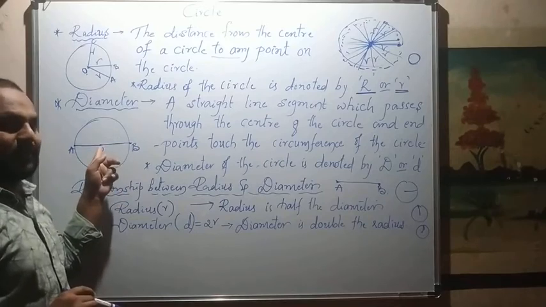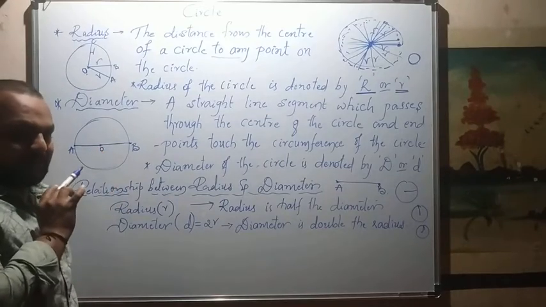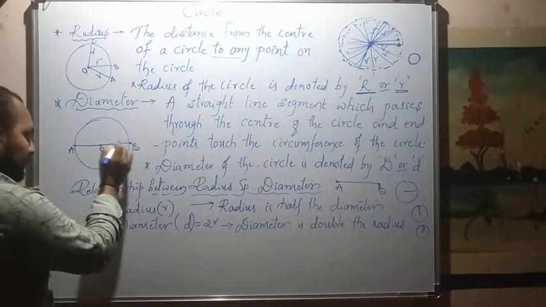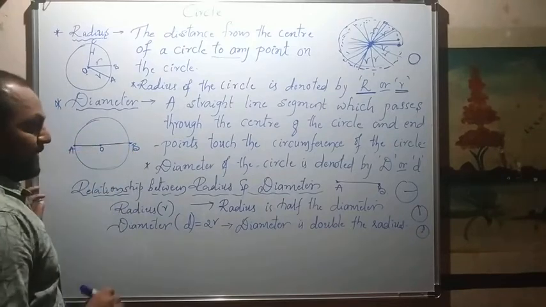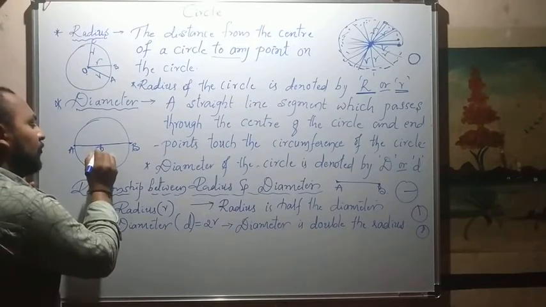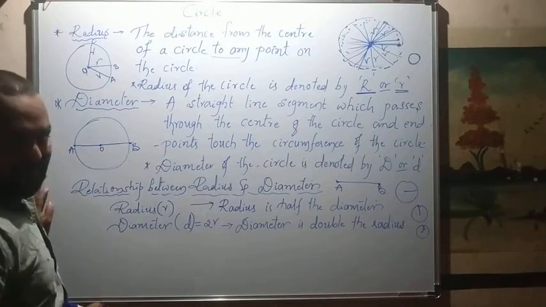This is the center of the circle, then which passes through the center of the circle, and end points touch the circumference of the circle. Here OAB, AB is the diameter.